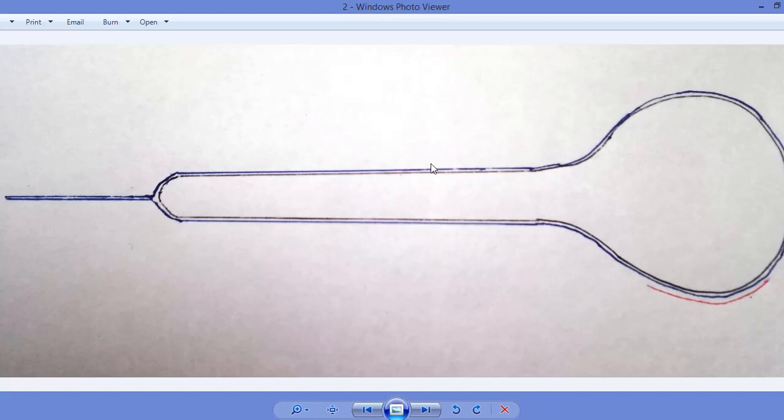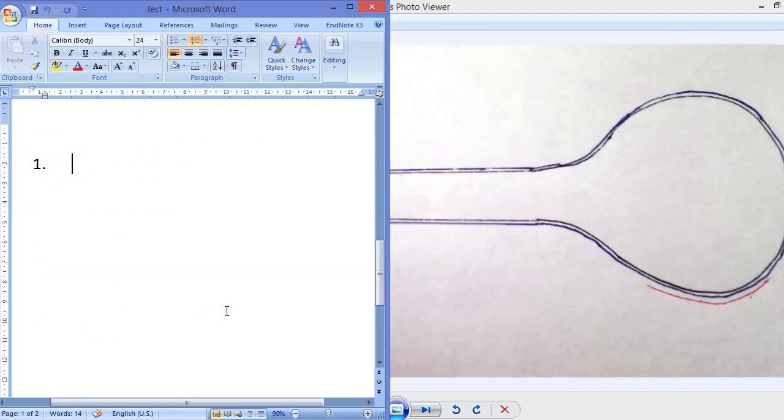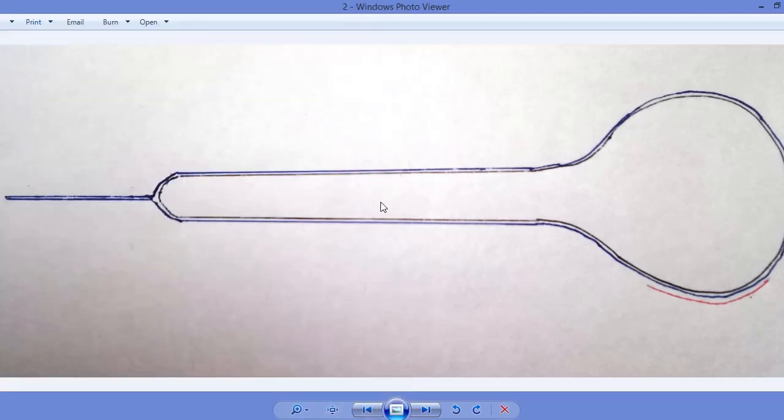This pia mater encloses the brain and spinal cord, and this is in direct contact with the brain and spinal cord. I'm going to write it. The pia mater. Pia means soft and slender, and mater means mother. This is made up of very soft material. That is why this is called pia mater, and this is very soft because it's in direct contact with the brain and spinal cord.